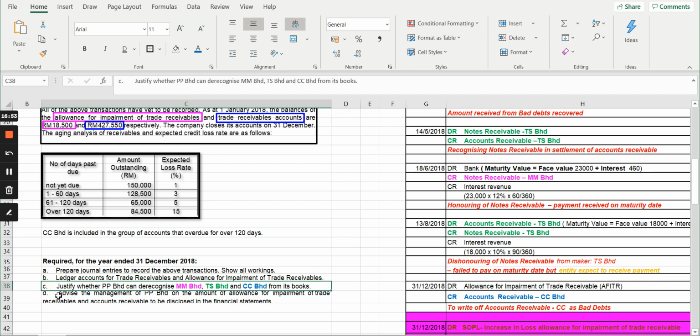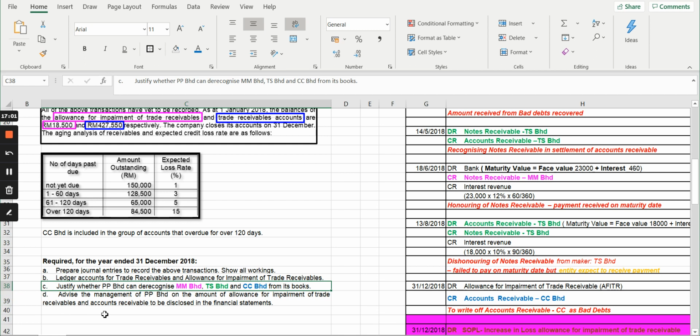And C is to justify whether you can de-recognize or not these 3 customers. And D is for advice that you need to make to your directors on the amount of allowance of trade receivable and also the accounts receivable to be disclosed in the financial statements. So when you say financial statements, it means what to be shown in the statement of profit or loss, and what to be disclosed in the statement of financial position, because trade receivable is actually a current asset, right?